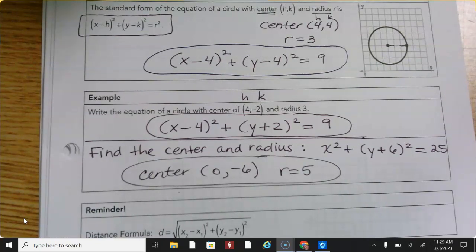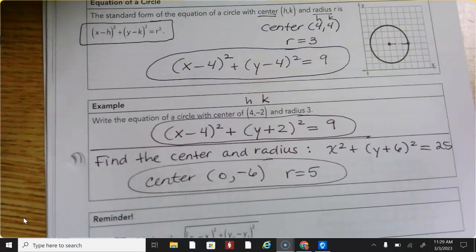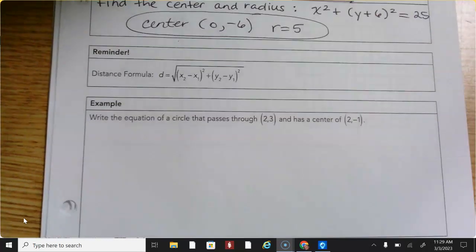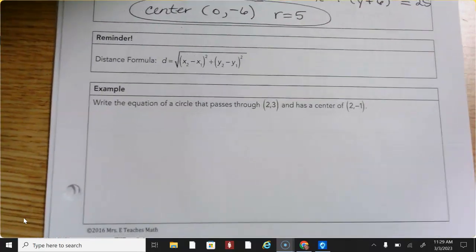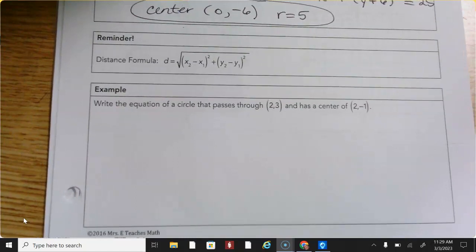Okay, next it says reminder distance formula, and it just reminds me of what the distance formula is. Now I assume that the reason they do that is because they want me to do this next problem thinking about the distance formula. And that's perfectly fine, and it's a great way to do it, and it's not really any extra steps, but we're going to do it a slightly different way. So let's look at this first.